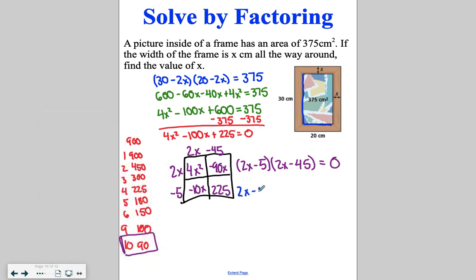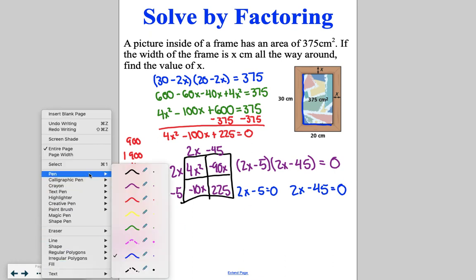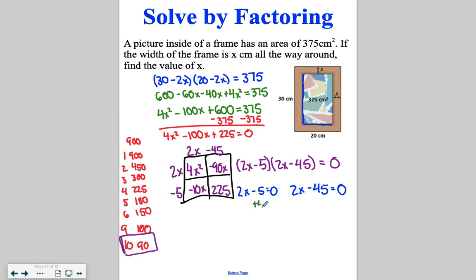So 2x minus 5 equals 0, and 2x minus 45 equals 0. When I solve the first one, I'm going to start by adding 5 to both sides. And that's going to give me 2x is equal to 5, dividing by 2. That's going to give me x is equal to 5 halves. Over on the other one, I'm going to add 45, and that's going to give me 2x equals 45. Dividing by 2 gives me x equals 45 over 2.